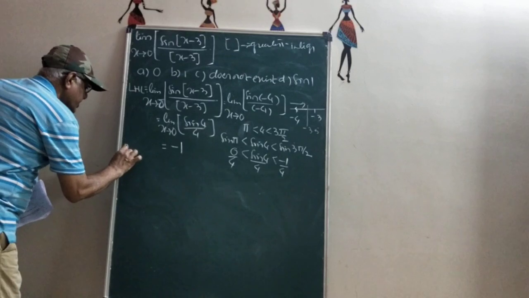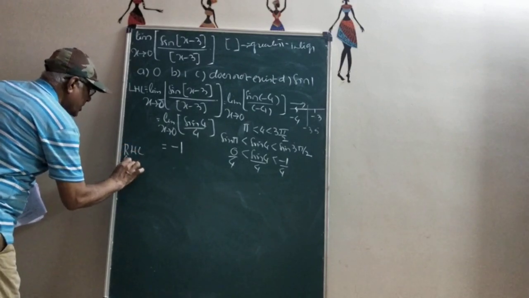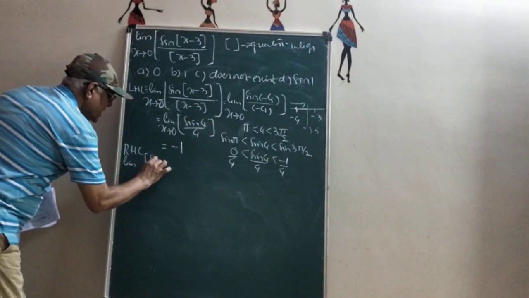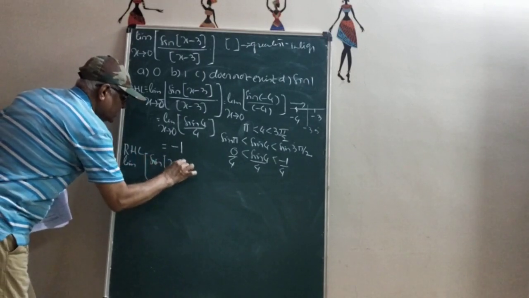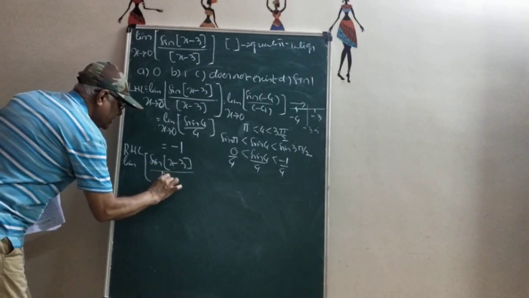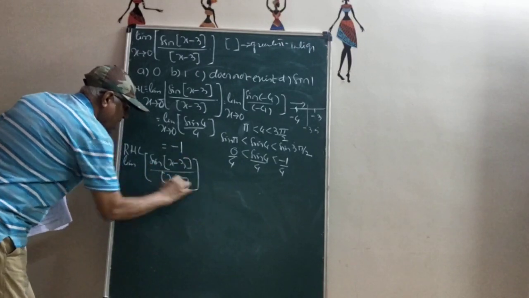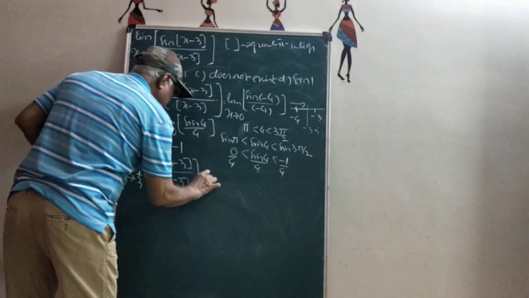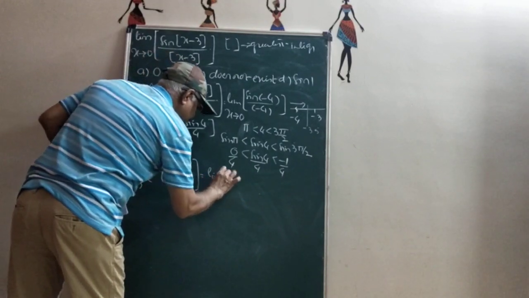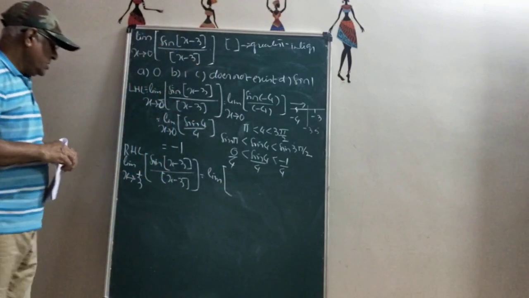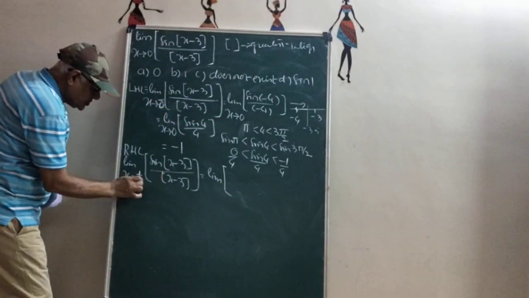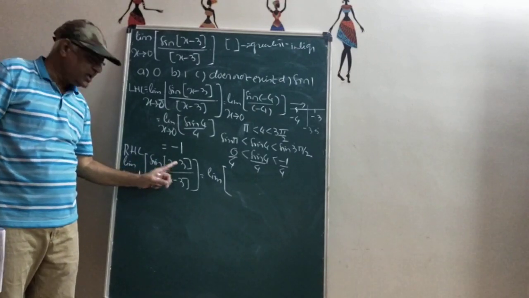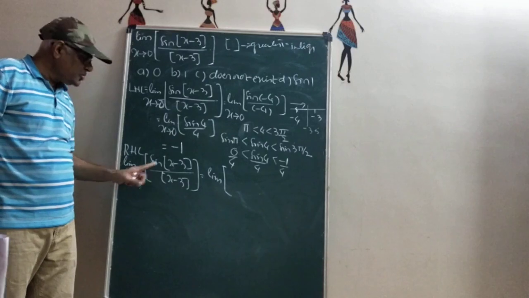Similarly, RHL is equal to limit of the greatest integer sine of x minus 3 and divided by greatest integer x minus 3 as x tends to 3 plus. That's equal to limit of it is greatest integer. Now x tends to 0 plus means greater than 0 without crossing 0. What is the integer here? Greater than 0 without crossing 0 means 0 itself.